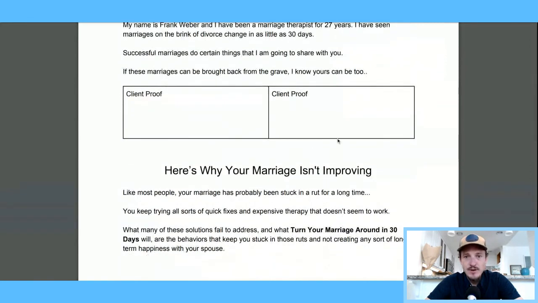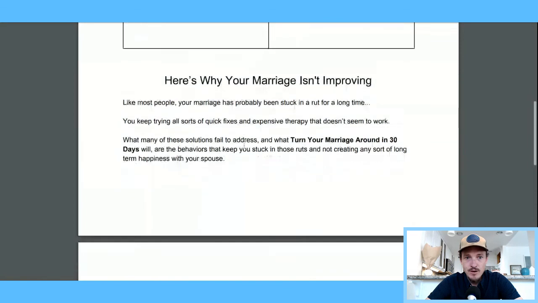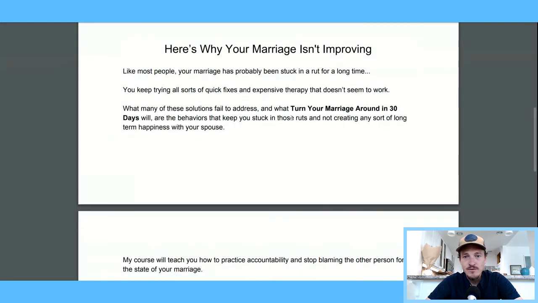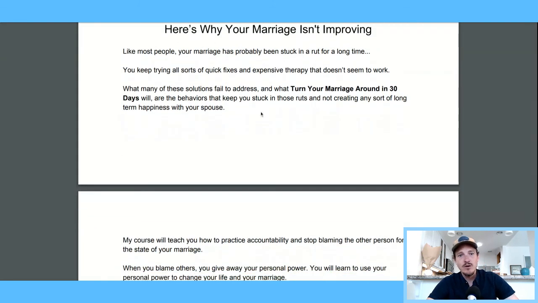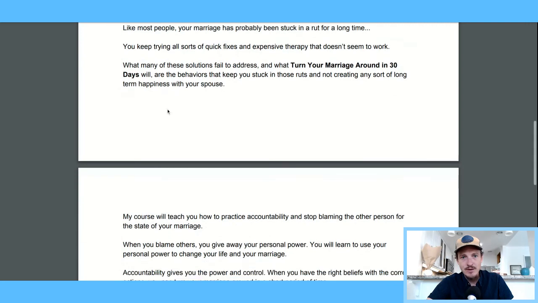Okay, client proof. Yep, that's good. You'd want to have some stuff in there. "Here's why your marriage isn't improving. Like most people, your marriage has probably been stuck in a rut for a long time. You keep trying all sorts of quick fixes and expensive therapies that don't work. What many of these solutions fail to address, and what turns your marriage around in 30 days, are the behaviors that keep you stuck in those ruts and are not creating any sort of long-term happiness with your spouse."